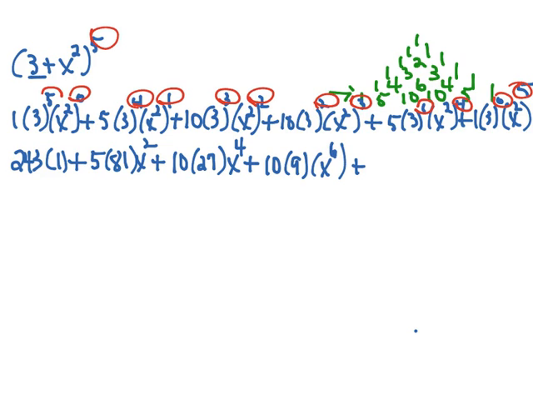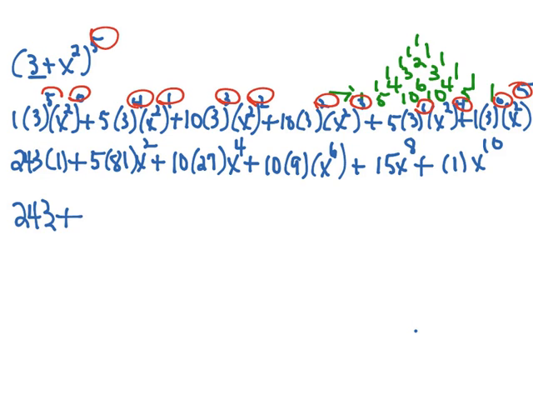Plus 5 times 3 to the first, which is just 3, so that's 15. (x²)⁴ would be x to the eighth. Plus 1 times 3 to the 0, which is just 1, and then (x²)⁵ would be x to the 10th.